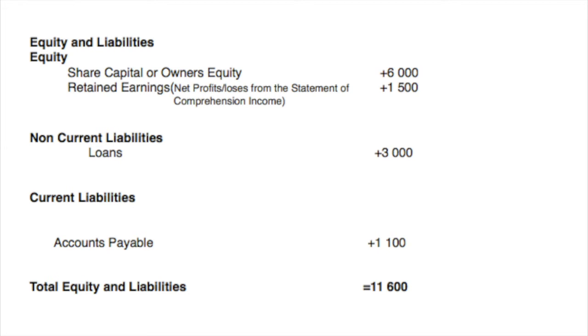And we would then have our current liabilities, which are going to be the liabilities that are going to be paid within the next 12 months. And that is going to be our accounts payable. So once we've listed all of those, we would add those down and we would get a total for our total equity and liabilities. Now, our total assets should equal our total equity and liabilities. That way we know that everything balances and we can validate that the information is correct in our financial statements.